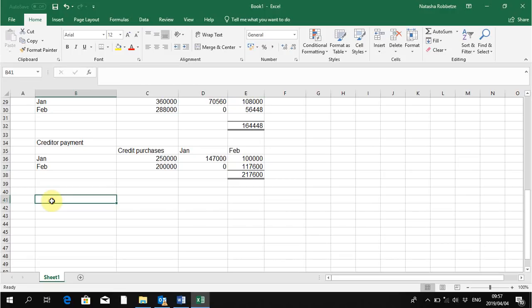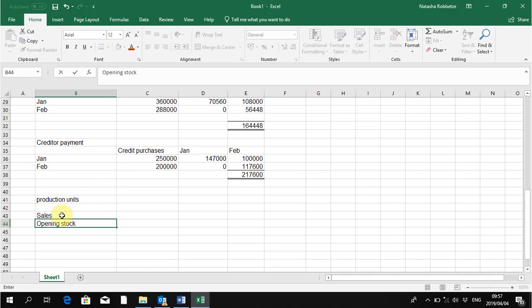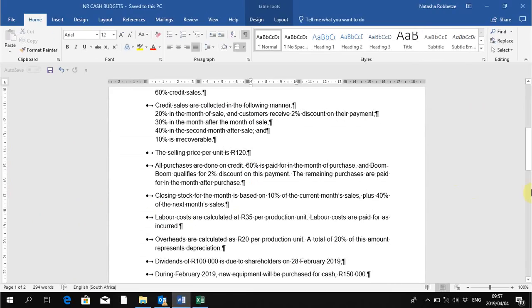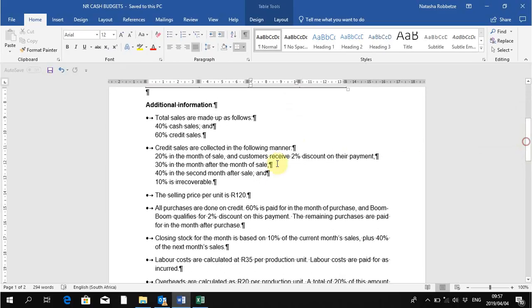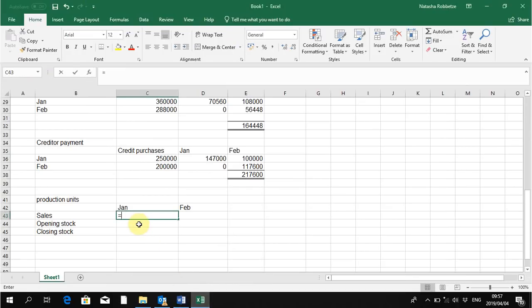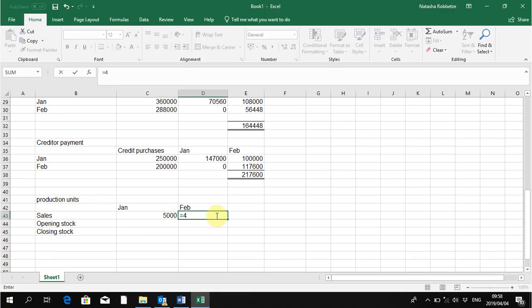So I'm going to say here, production units, and for the production units, we need the sales units, we need the opening stock, and we need the closing stock. And I again have January and February. The sales units will be easy to calculate because we have total sales and they tell us it's 120 Rand a unit. The sales were 600,000 and 480,000. So I'm going to say that's 600,000 divided by 120 Rand a unit, and 480,000 divided by 120 Rand a unit.